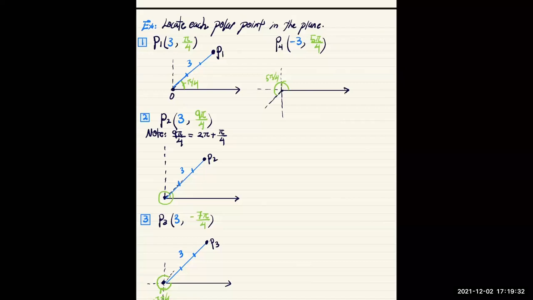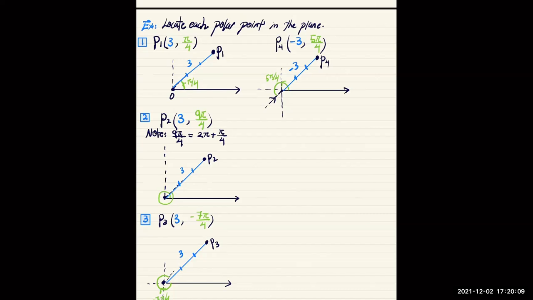If r was positive 3, then you go 3 units that way. But r is negative 3, so you don't go in that direction. You go in the 180-degree opposite direction, which would be the other way. Go that way by 3 units. And there is your location for P4. So this is negative 3.